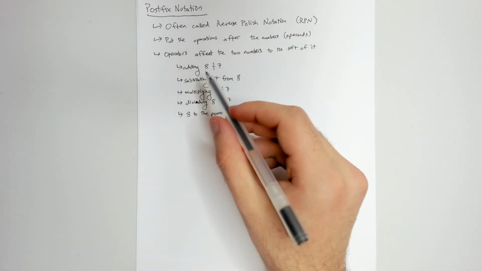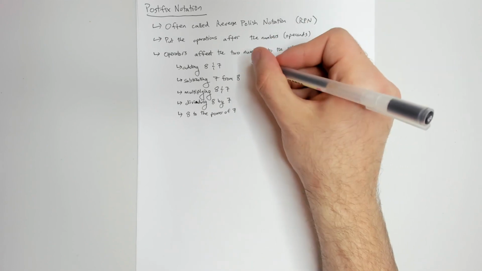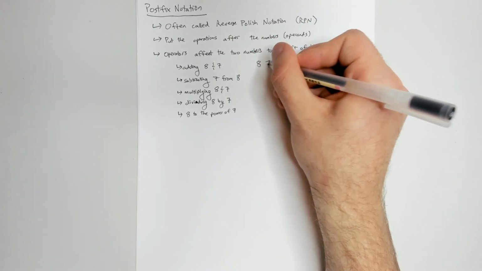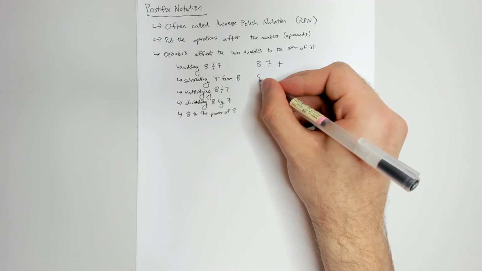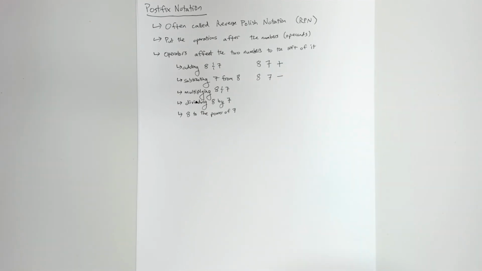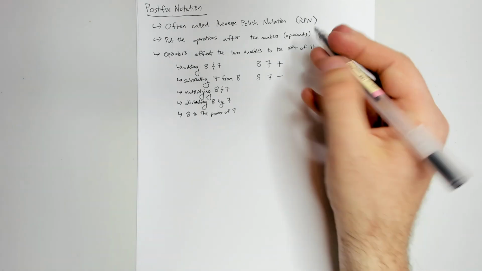Okay, so adding 8 and 7, the way this looks now is going to be 8, 7, and then the plus sign comes afterwards. Subtracting 8 from 7, same thing, 8, 7, and then the subtraction sign comes after. So it's just the opposite or the reverse of what we saw with prefix notation or with Polish notation.